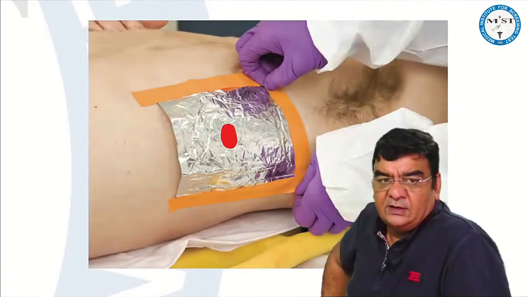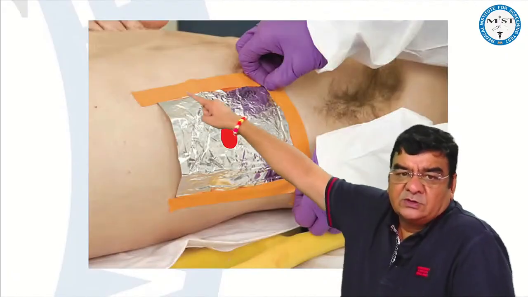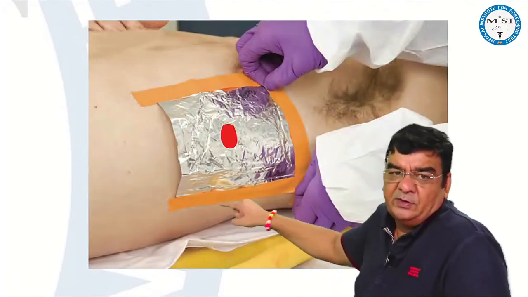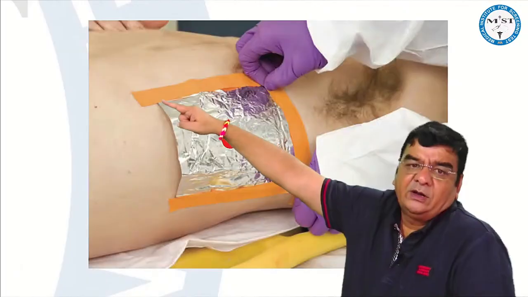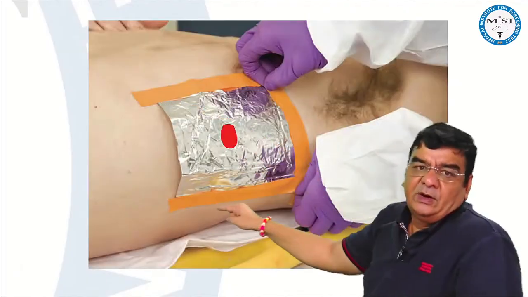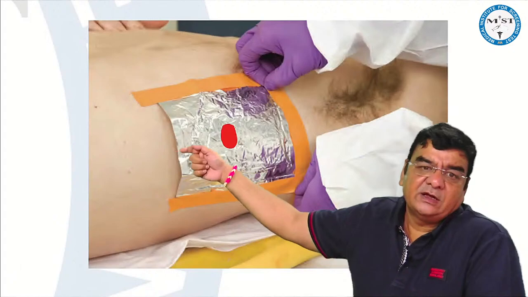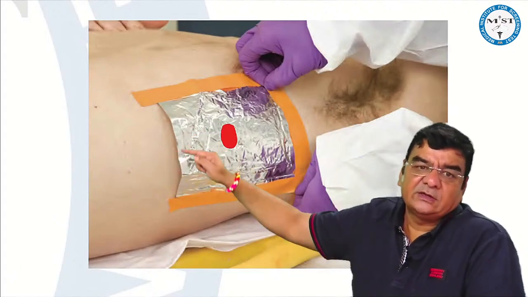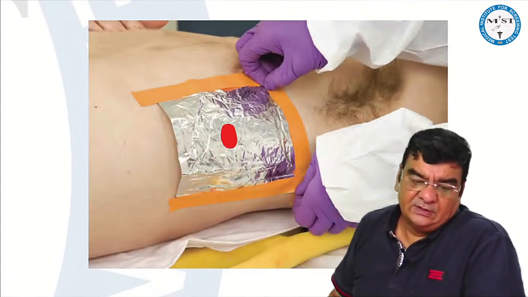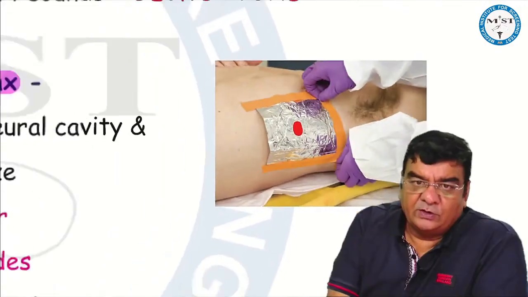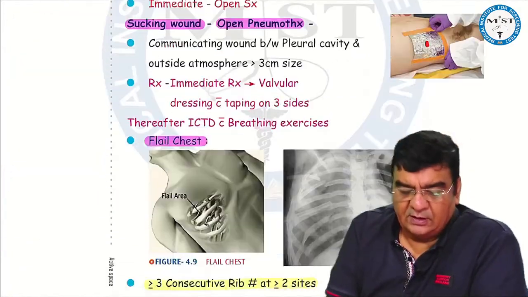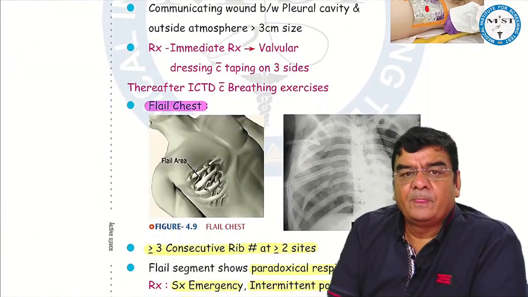Immediately what we can do is we can just take a silver foil or maybe any covering and do a taping on 3 sides. By doing so, the outside air will not be going in, but inside air will be coming out. So this will be acting as a valvular dressing. And then we can do intercostal tube drainage and breathing exercises.